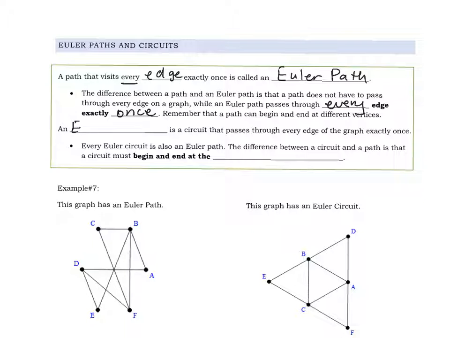An Euler circuit is a circuit that passes through every edge of the graph exactly once. So every Euler circuit is also an Euler path. Okay, in an example on the next page, you'll be asked to find an Euler path and an Euler circuit. Well, as I just got through saying here, if something has an Euler circuit, that same thing is also considered an Euler path. So the difference between a circuit and a path is that a circuit must begin and end at the same vertex.